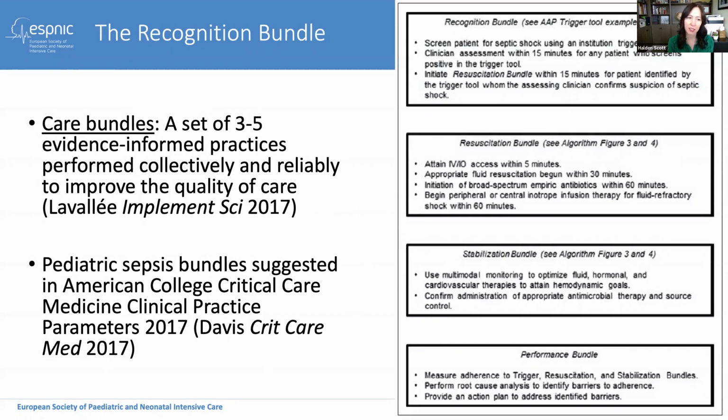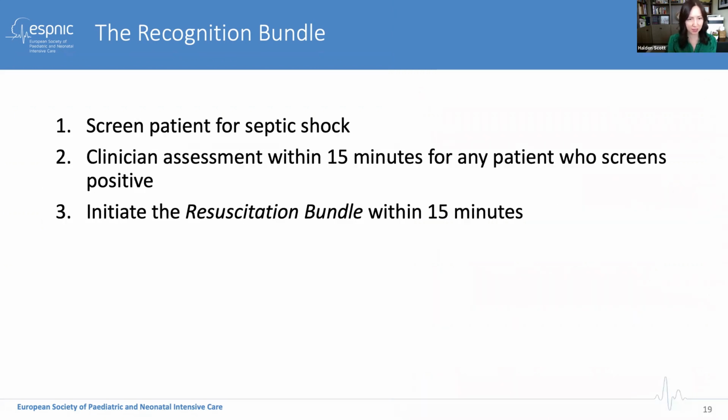This brings us to the recognition bundle. The idea of a care bundle in medicine has been described as a set of 3 to 5 evidence-informed practices that, when performed collectively and reliably, can improve the quality of care. Pediatric sepsis bundles were first suggested in the American College of Critical Care Medicine Clinical Practice Parameters published in 2017. And you'll note on the right the recognition bundle, resuscitation, stabilization, and performance bundles. Today, we are talking about the recognition bundle, which includes these 3 steps.